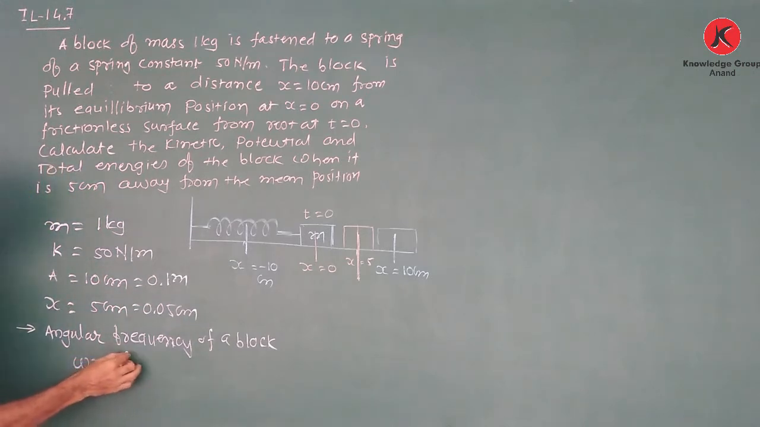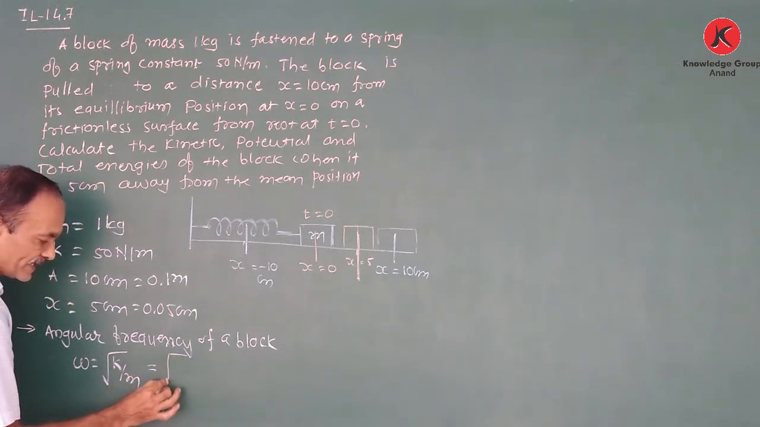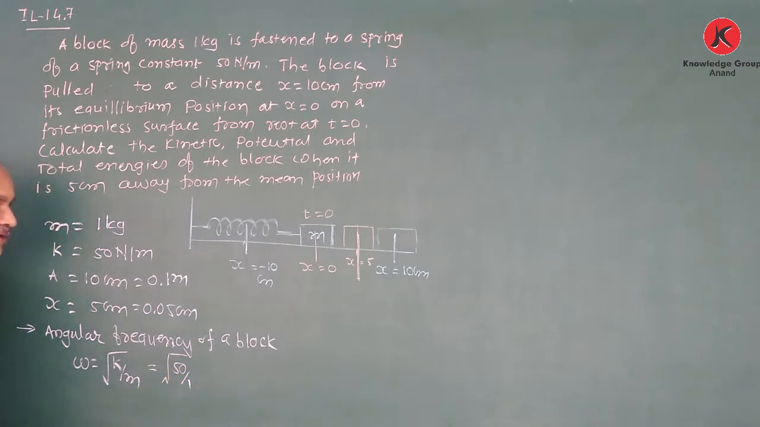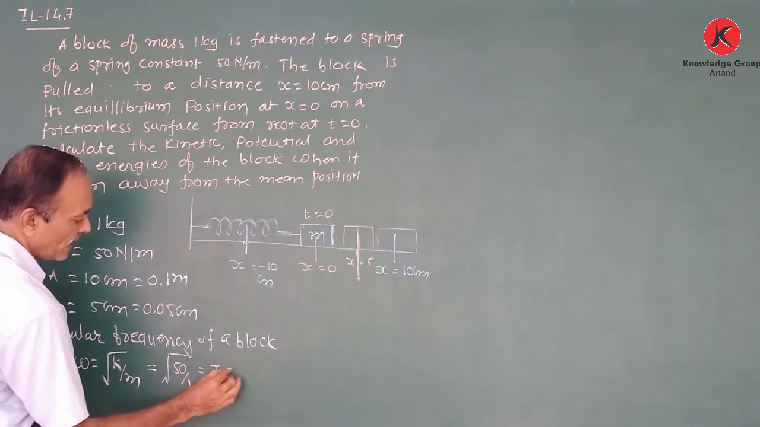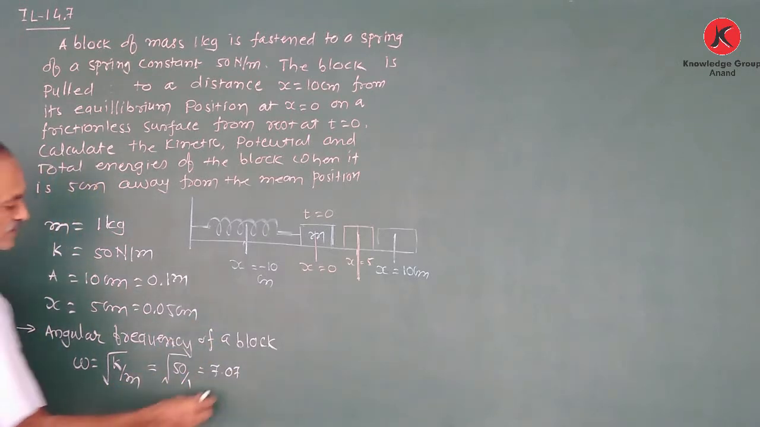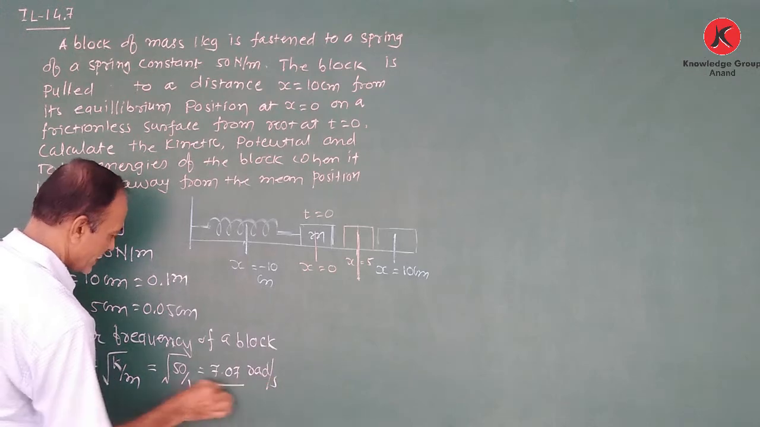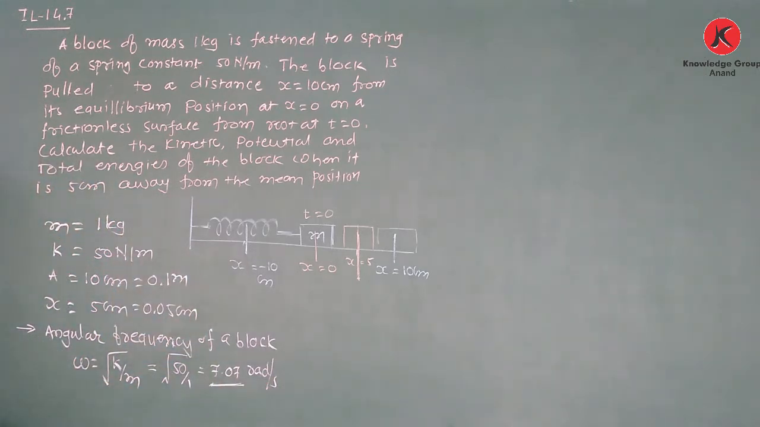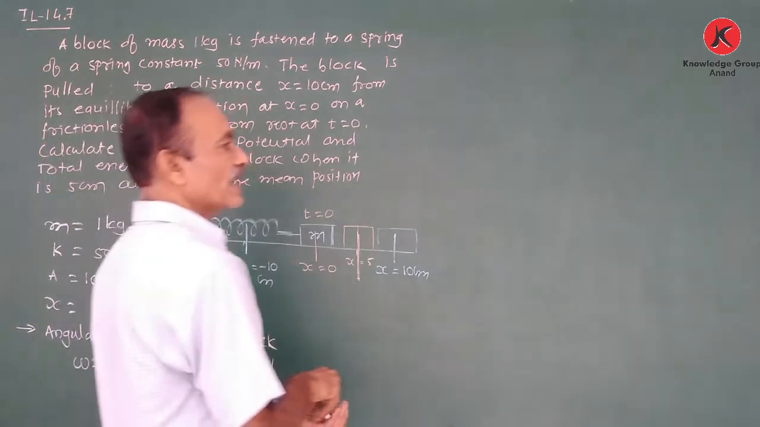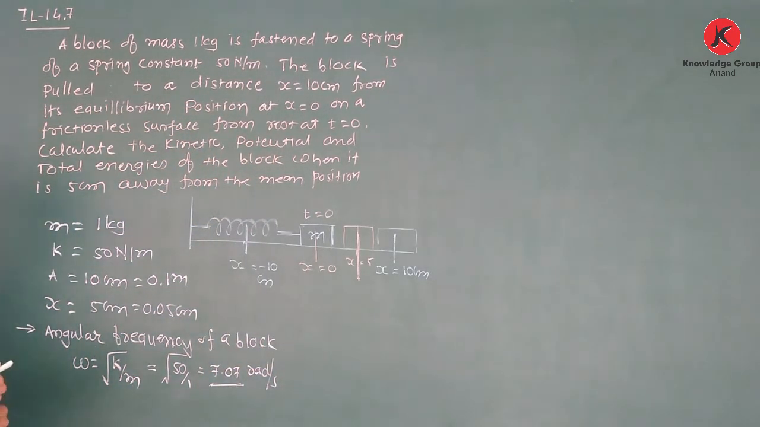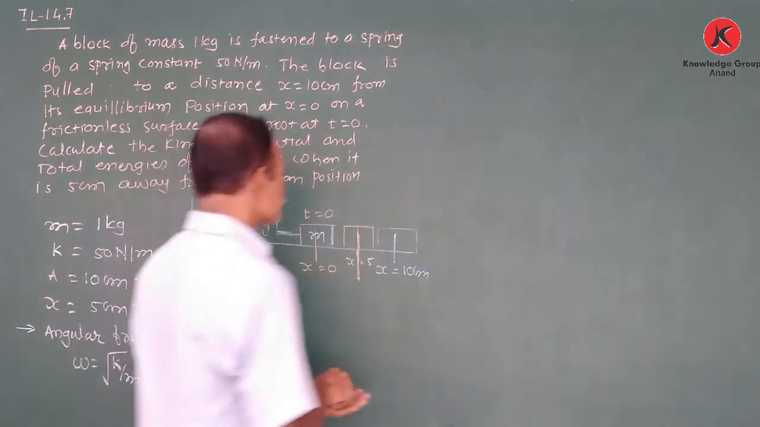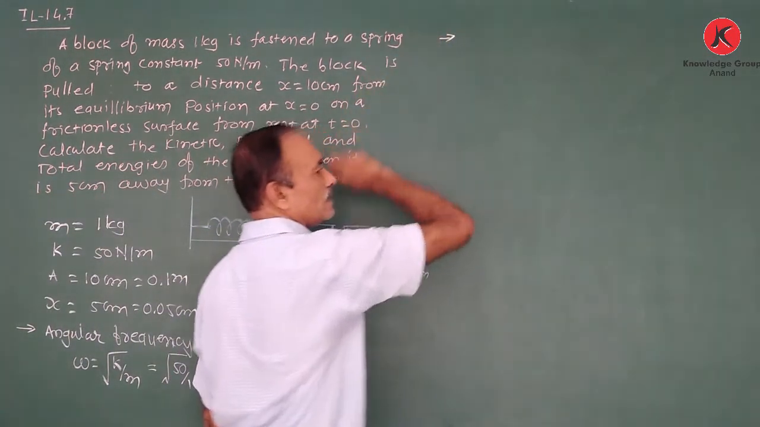Omega is equal to under root of k upon m. K and m both are given, so under root of 50 upon 1. So under root 50 is equal to 7.07. Angular frequency, its unit is radian per second. That is the value of omega. Next, we are going to calculate the position. Position is given, x is equal to 5 centimeter. From the equation of the position, we are going to calculate what is cos omega t and sin omega t.